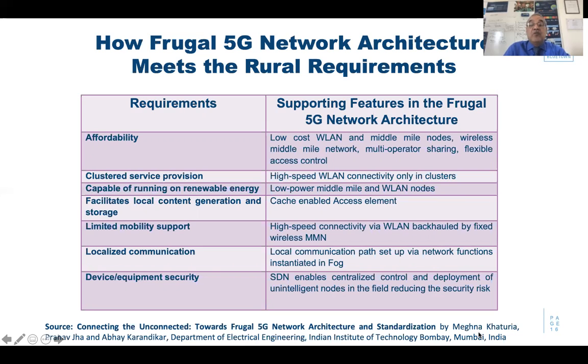Localized communication, a local communication path, is set up via network functions initiated in the fog, which is a network element. Then device segment security also: using SDN, software defined network, enables centralized control and deployment of unintelligent nodes in the field, reducing the security risk. So this is what I have taken from our university and our professors who are working on this.